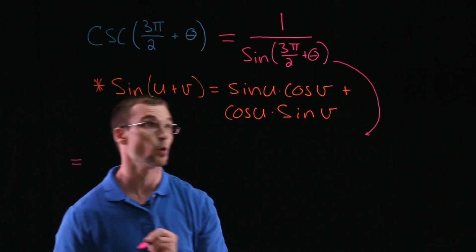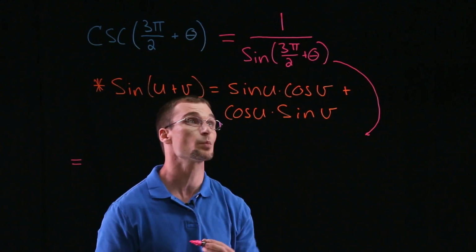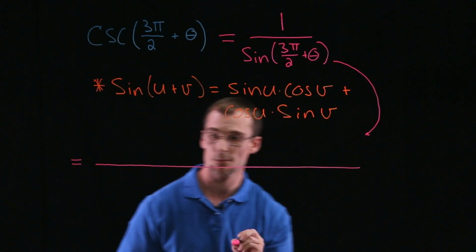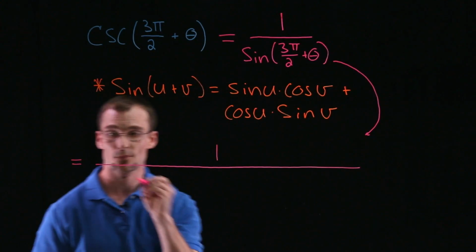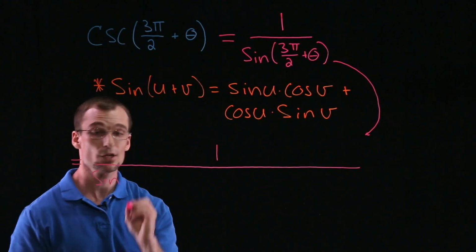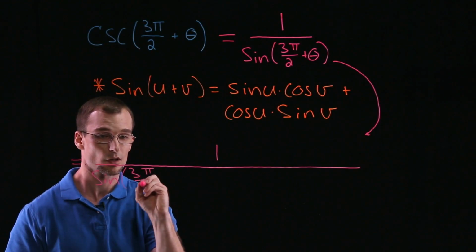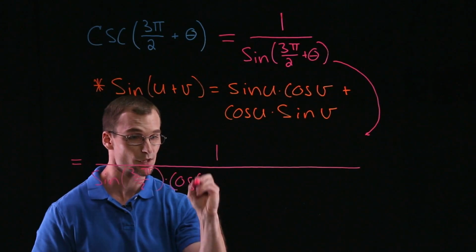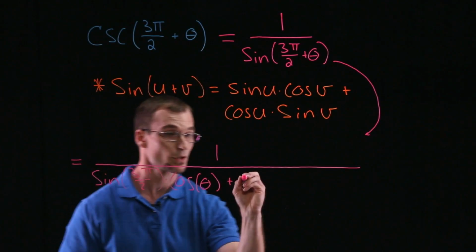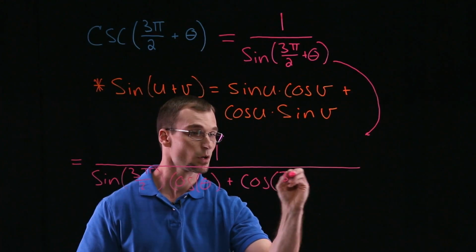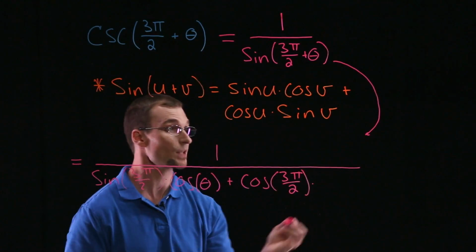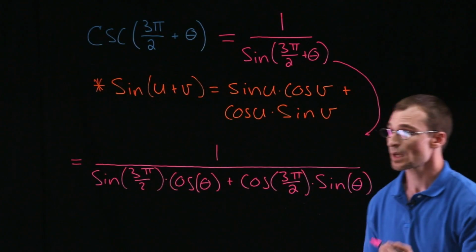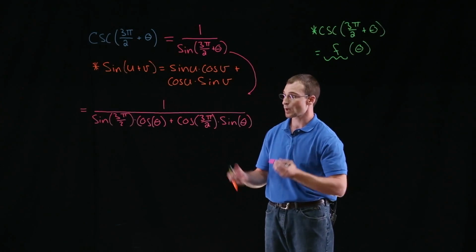So, filling this out, sine of 3 pi over 2 plus theta in the denominator, using our sum formula, we're going to have 1 over sine of our u, which is 3 pi over 2, times cosine of our v, the second angle, which is theta, plus cosine of our u, or 3 pi over 2, times sine of v, or sine of theta. Okay, so this is what we have. Well, where do we go from here?